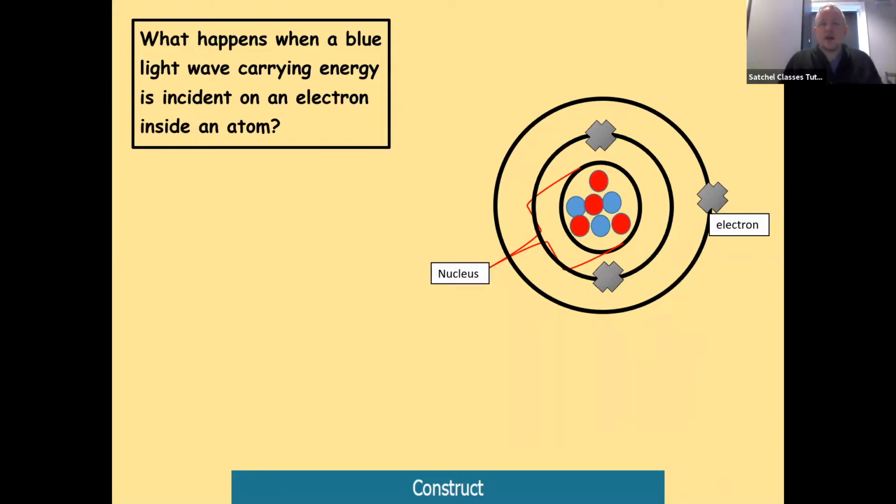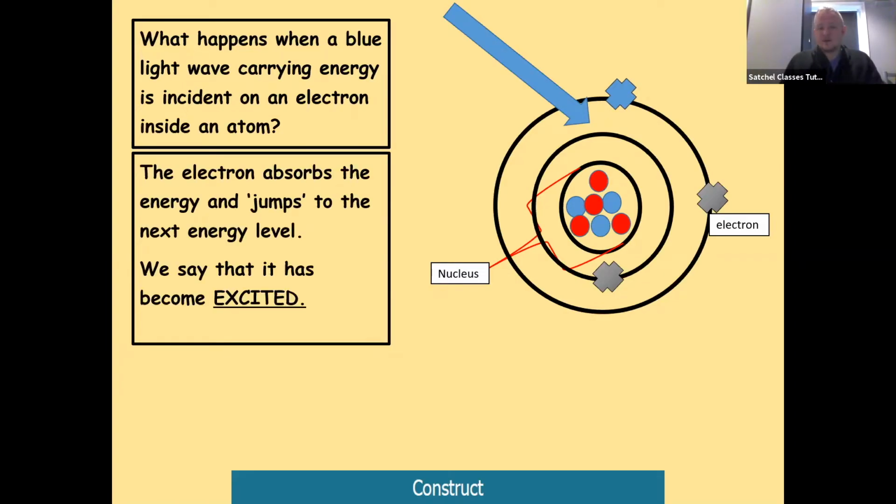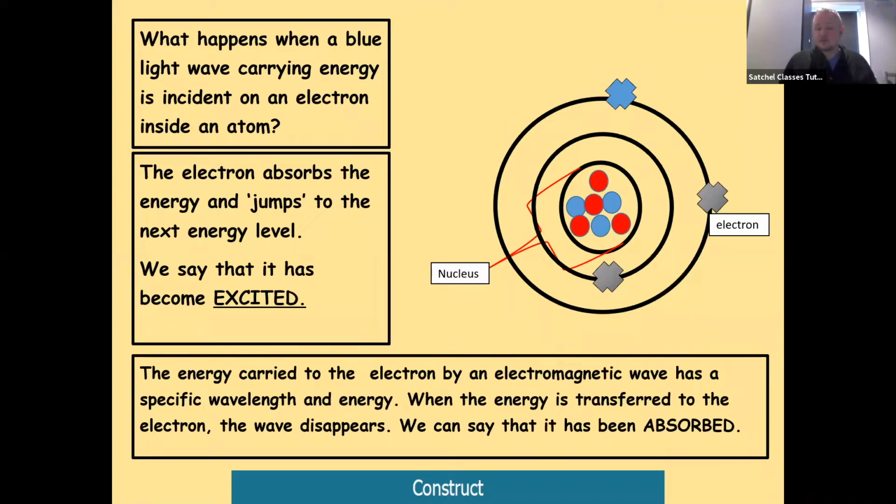What happens then when a blue light wave carrying energy is incident on an electron inside an atom? The electron absorbs that blue light wave. It absorbs the energy that's being carried by the wave, because if you remember your electromagnetic spectrum, waves carry energy, and that causes the electron to jump to the next energy level. We say then that the electron has become excited. The energy carried to the electron by the electromagnetic wave has a specific wavelength and energy. When the energy is transferred to the electron, the wave disappears. We can say that it's been absorbed.